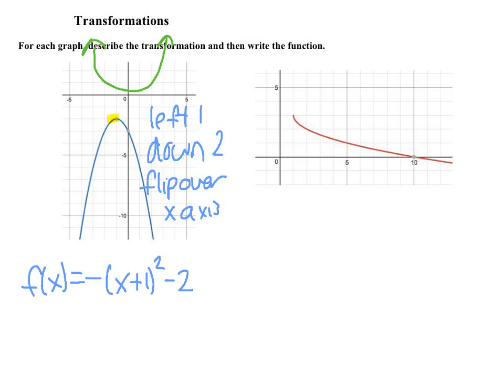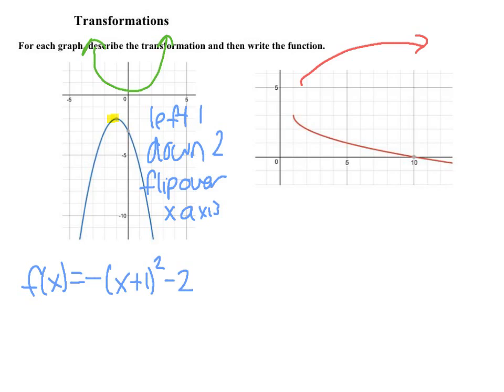Let's take a look at the second graph. The second graph is going to be a square root. And we're used to seeing square roots look something like that. Now notice this one is going down and to the right instead of up and to the right. That's how I know it's going to be a flip over the x-axis.